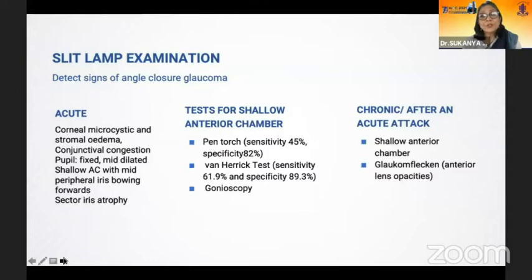So we must try to detect a shallow anterior chamber. When we are using the torch to examine the pupils, we can also look for the anterior chamber depth by the pen torch method, which is perhaps not the best method, but it is not totally useless. At the slit lamp, the Van Herrick test is also quite useful. It has a sensitivity of 61.9% and a specificity of 89.3%. It is not, however, a replacement for gonioscopy.